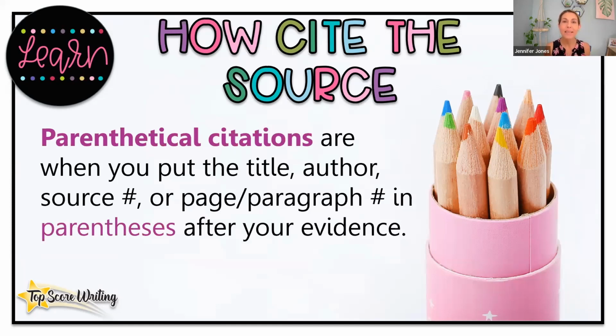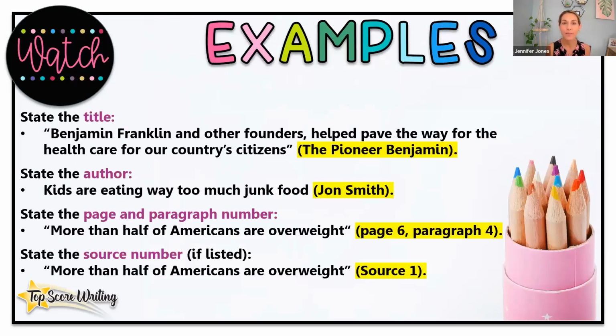Okay, now let's talk about a second way we can cite our source. So this is called using parenthetical citations. It sounds awfully fancy, doesn't it? It's not that fancy though. Parenthetical citations are when you simply put the title, author's name, source number, or a page and paragraph number in parentheses after your evidence. So here are a few examples.